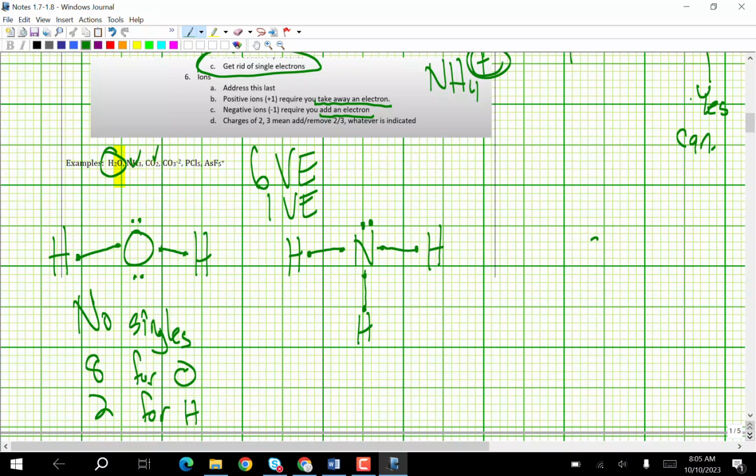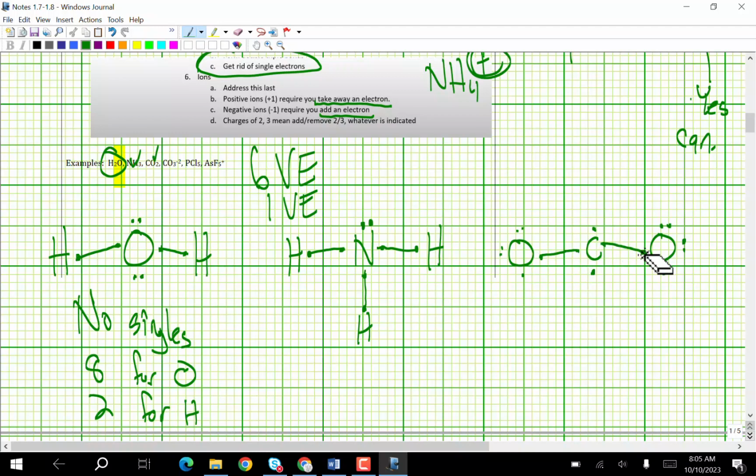CO2. Carbon goes in the middle because carbon always goes in the middle. It is also the least frequently occurring. And now notice how I put my oxygens a little bit differently. I have 6 valence electrons, but I'm going to aim my single electrons at my central atom because I know that's where the bond's going to happen. I connect the dots.